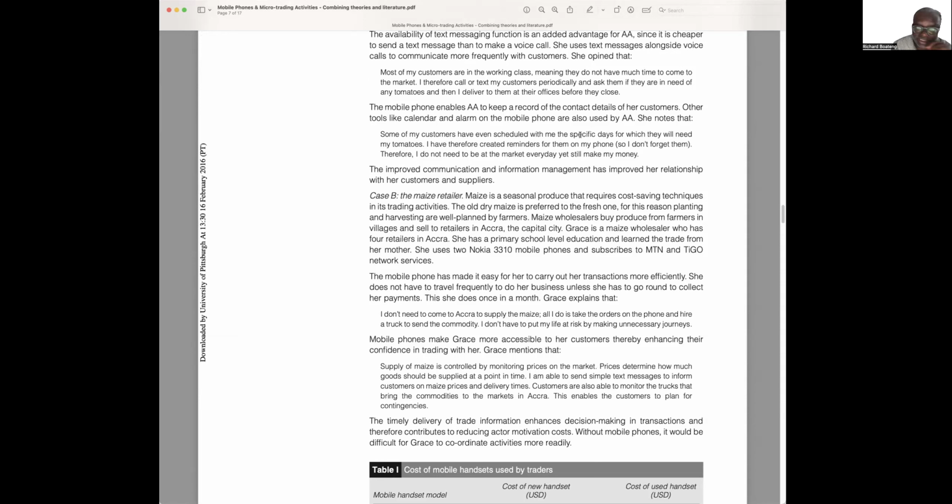Now note this one. It says creating reminders on the phone so that you don't forget them. They are already scheduled with you in terms of pre-trade, and then you create reminders. Now you're using the phone for a pre-trade activity. I don't need to be at the market every day. Yes, I still make money. Most of my customers are in the working class, meaning they do not have much time to come to the market. I therefore call or text the customer periodically and ask them if they need anything, and deliver to their offices. Okay.